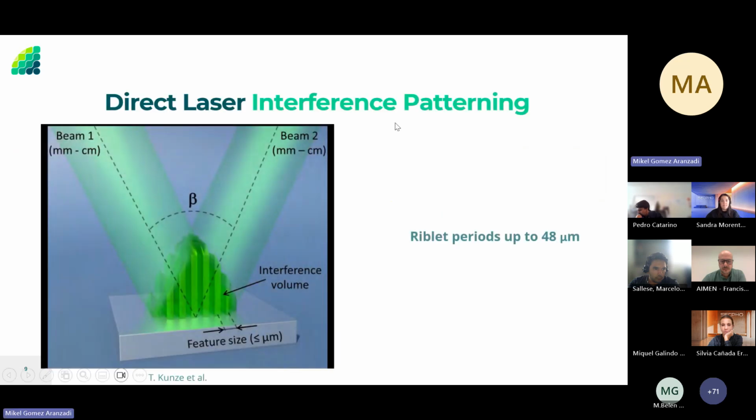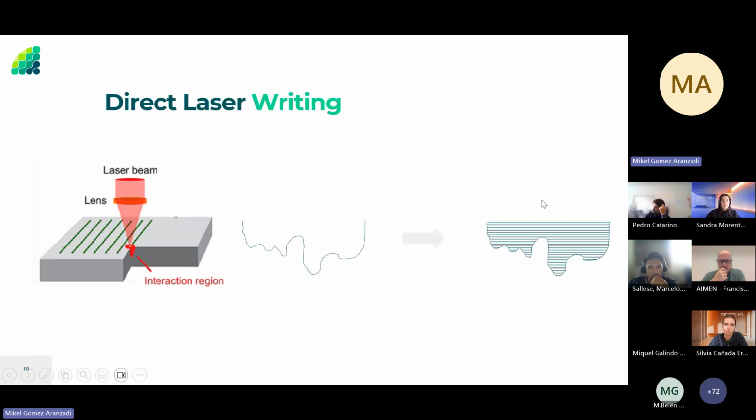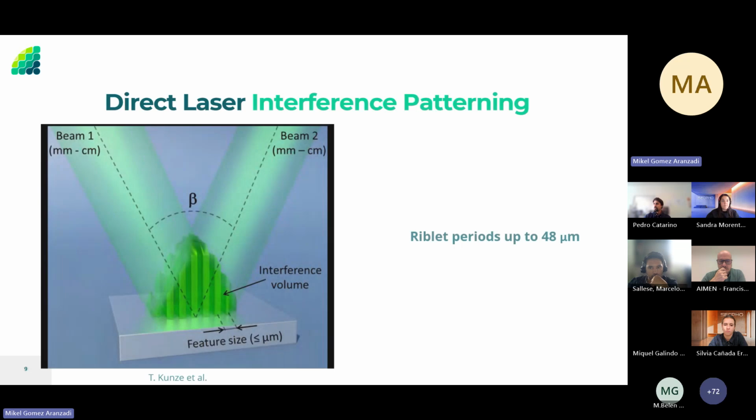So the 3 laser technologies we have been working with: one is the DLIP, direct laser interference patterning, that, as most of you know, in case you want to obtain a 1D pattern, you have to use 2 beams, and the period is determined by the angle between the beams. So, of course, depending on which period you are targeting, you can obtain one period or the other. In this case, we have focused on periods lower than 50 microns.